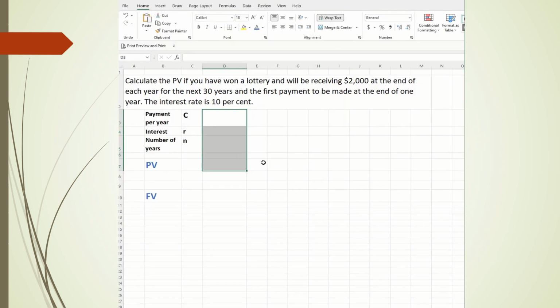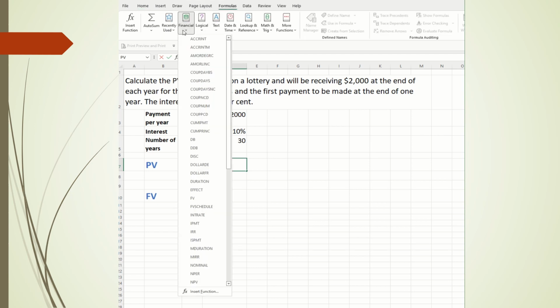So let us use a similar example here. Now in our question, the payment per period is given to us as 2000. R is 10%. We'll plug in 10%, and n is the number of periods, which is 30. In order to calculate the present value, press equal to, go to formulas, go to financials, and there select PV.